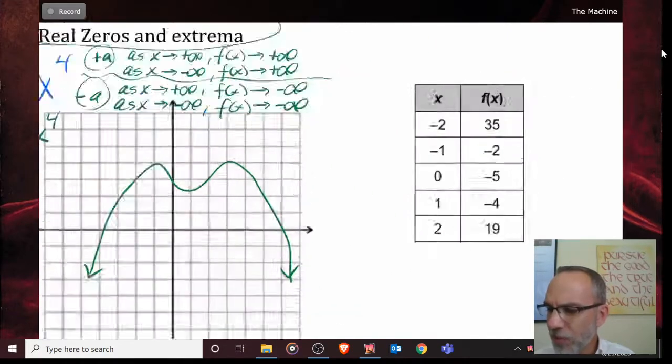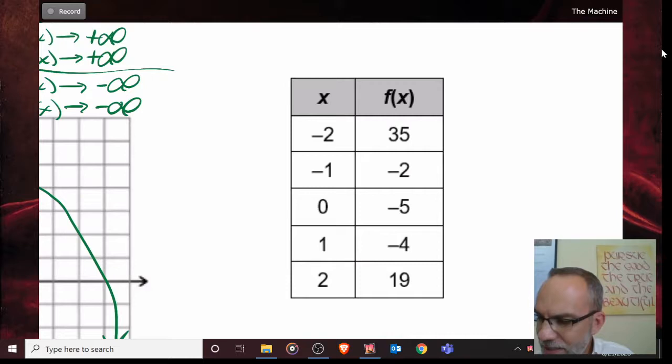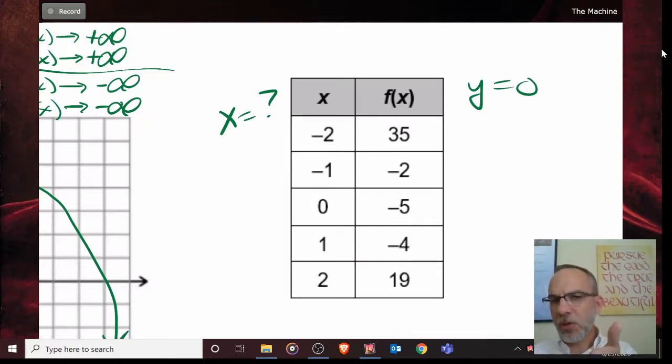Now, what about this table over here? How do you find zeros from the table? Remember what a 0 is asking you. It's asking you what is the x value that gives you a y value of 0. y is equal to 0. You're going to have to go through the table and find out where the sign changes from positive to negative or negative to positive. If I go from a 35 to a negative 2, doesn't there have to be a 0 somewhere in here? Probably closer to negative 2 than 35, right?